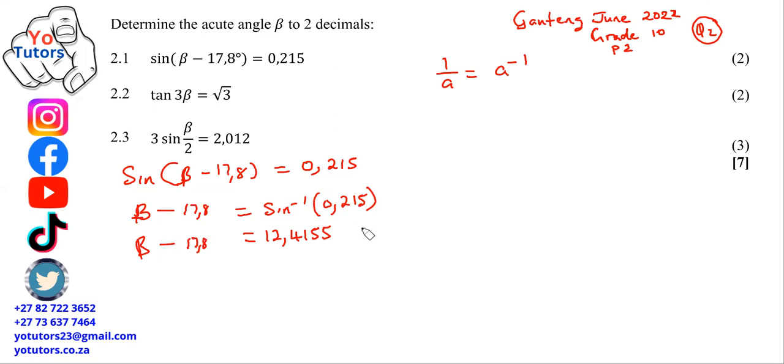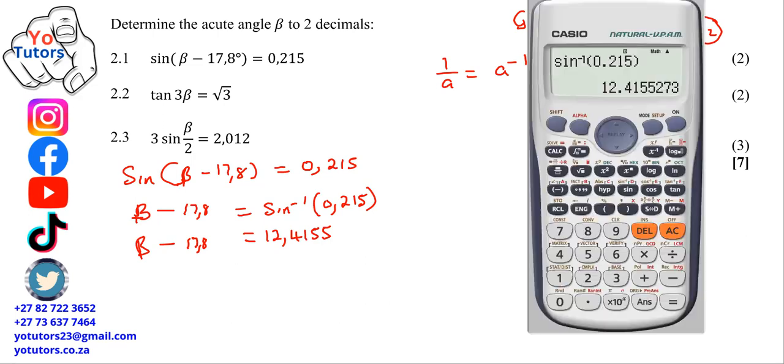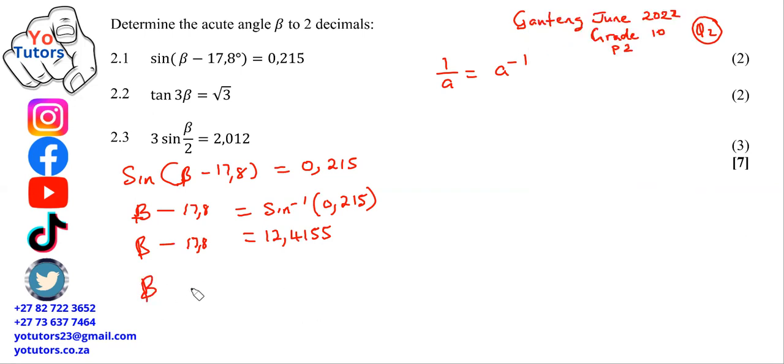Then here we still have our beta minus 17,8. We take the 17,8 to that side and add it. So we're going to say plus 17,8. What do we get? We get 30,22, because we needed 2 decimal places. So beta is going to be equal to 30,22 degrees. That's going to be our final answer there. Now let's move on to the next question, which is 2.2.